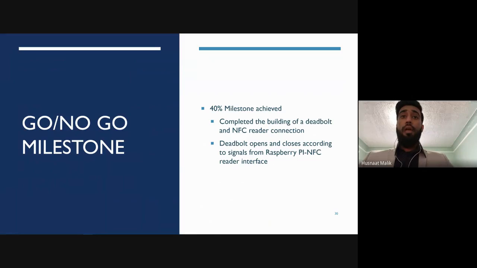So as we can see through our 40% milestone, what we achieved was the building of our Deadbolt and NFC reader connection. And essentially what we were able to achieve, and which is what we were trying to achieve, was that the Deadbolt opens and closes according to the signals from our Raspberry Pi NFC interface.